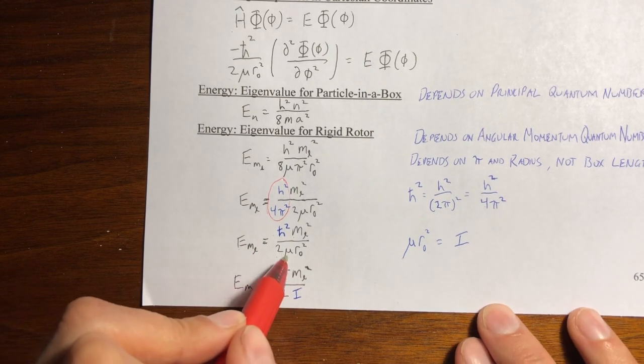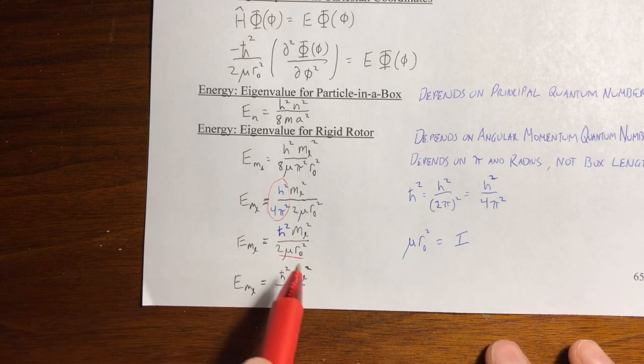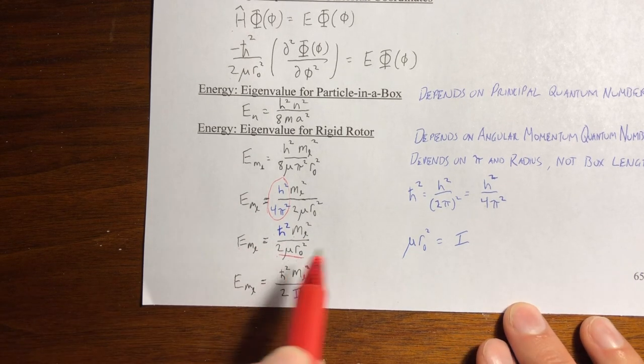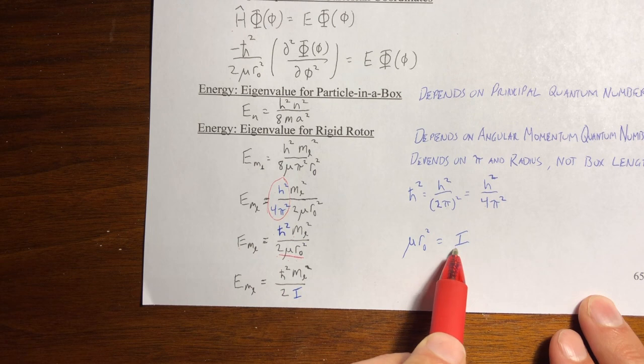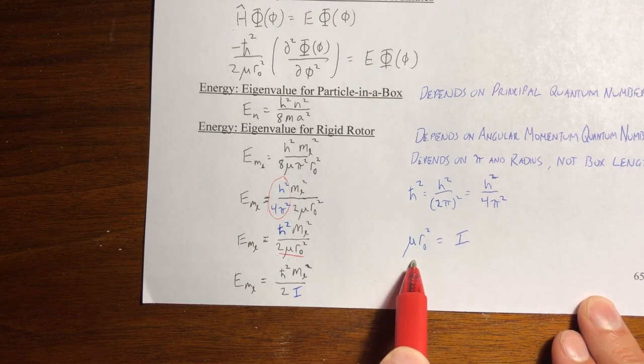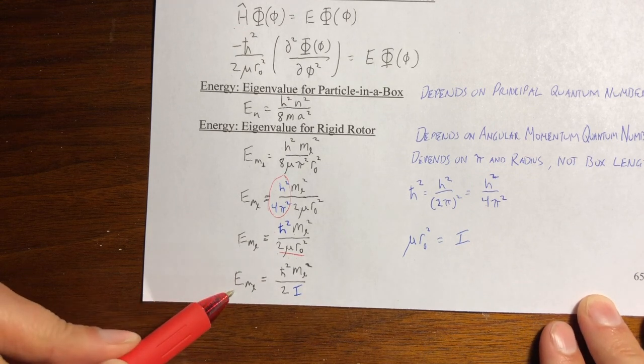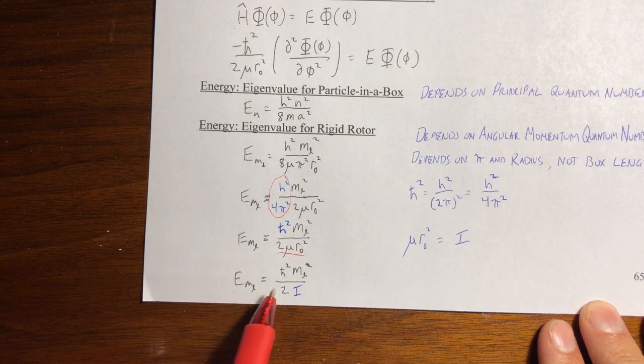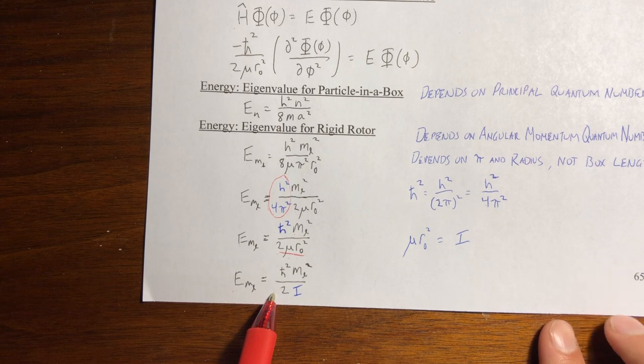Now once again, we have an expression here that can be simplified since mu r squared is equal to our moment of inertia. So we can take I and substitute that in for mu r squared, and we get our final simplified eigenvalue equation for energy, which is E equals h bar squared times m sub L squared divided by 2 times the moment of inertia, I.